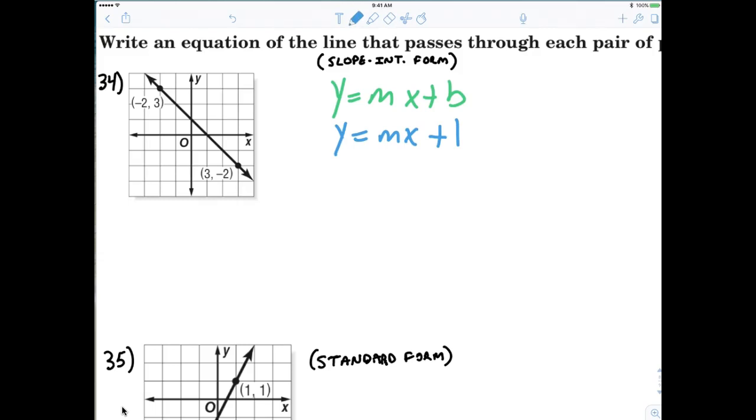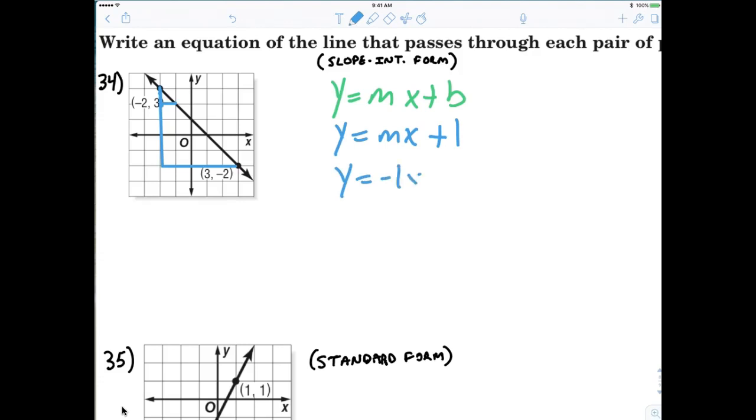Wow, this one's easy because I can just say I went down 1 and over 1. Does everybody see that? So it's -1. If I wanted to, I could say I went down 5 and to the right 5. And guess what? Still same answer. Agreed? So the slope is -1.